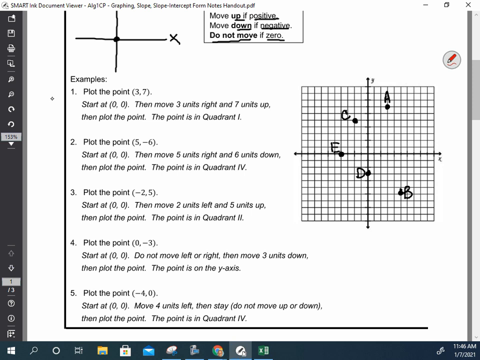So again, these examples, you do not have to copy them down. 3, 7 means you start at 0, 0. Move 3 spaces to the right, 7 units up. So that's where point A was found. And that's in quadrant 1. Remember your quadrants, 1, 2, 3, and 4.